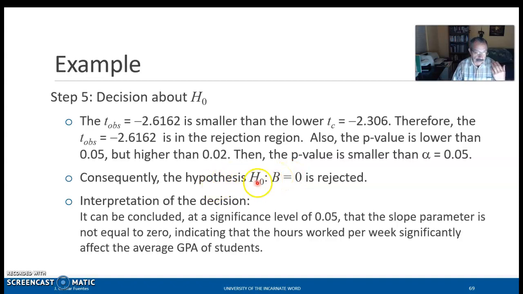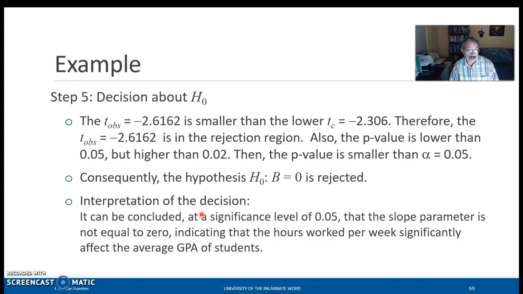So the interpretation of this decision is that at a significance level of 0.05, we can say that the slope parameter is not equal to 0, indicating that the hours worked per week significantly affect the average GPA of students. All right, so that's the decision based on the hypothesis test.